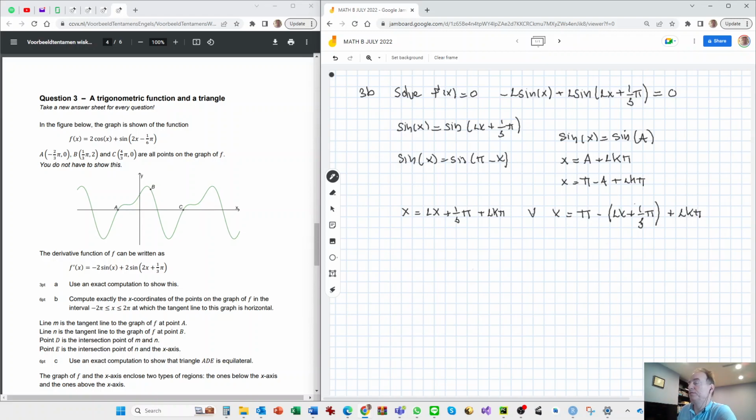So now I bring x to the left, and I get a minus x, so I multiply this by minus 1, then I get x is minus 1/3 pi plus 2k pi. But here, let me write this out. You do the same, you bring this term to the left, and you get 3x.